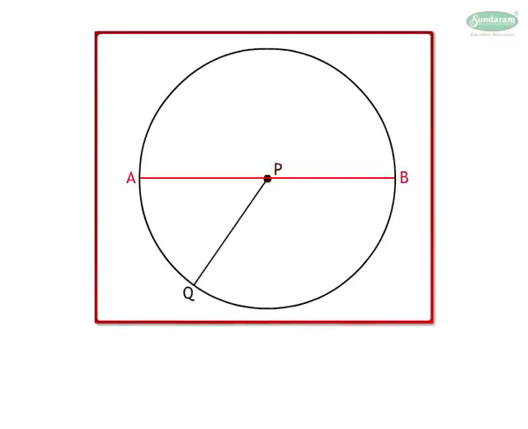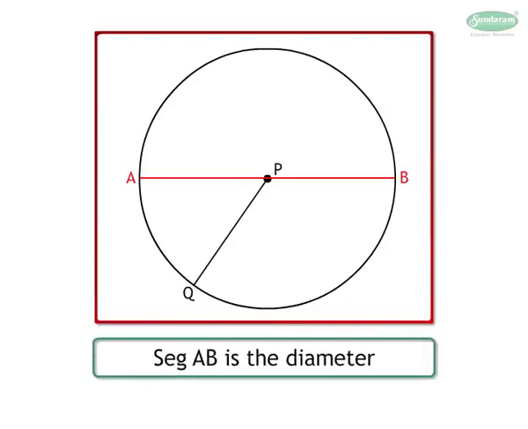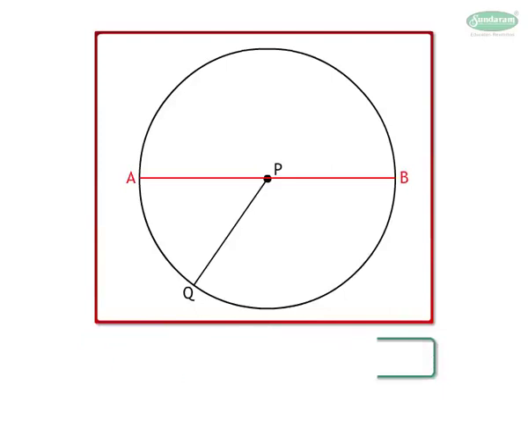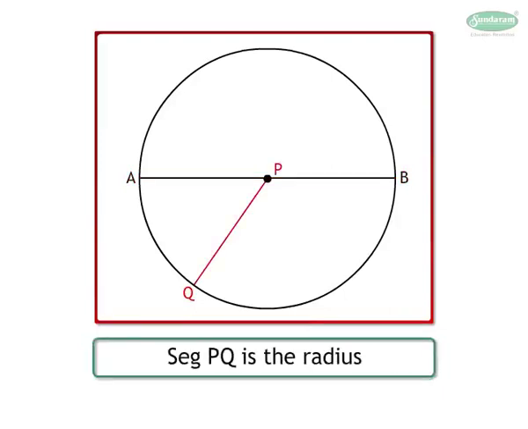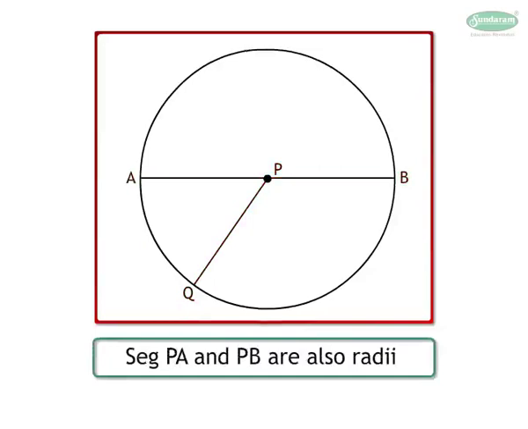A segment joining the points A and B on the circle passes through the center P. So, segment AB is the diameter. Segment PQ is the radius. Segments PA and PB are also radii of the circle. We can draw many diameters and many radii of a circle.